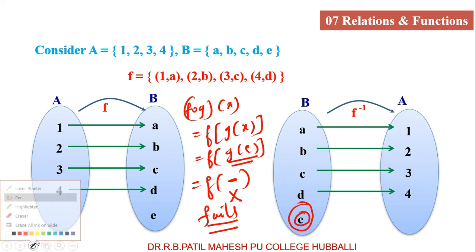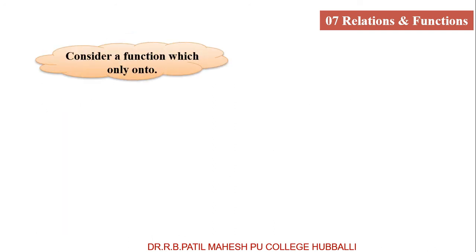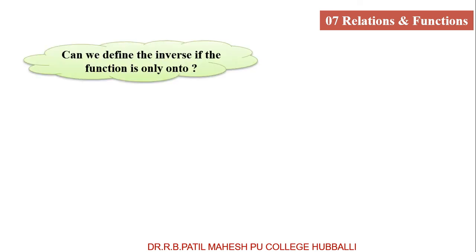Hence again we fail to get it. Again the answer is no. No means here the inverse does not exist. Try to understand. When the function is only 1-1, the inverse does not exist. Consider the function which is only onto. We have considered the function not 1-1, not onto. That time also no. We considered the function only 1-1. That time also the inverse does not exist. This time I am taking only onto. Can we define the inverse if the function is only onto?